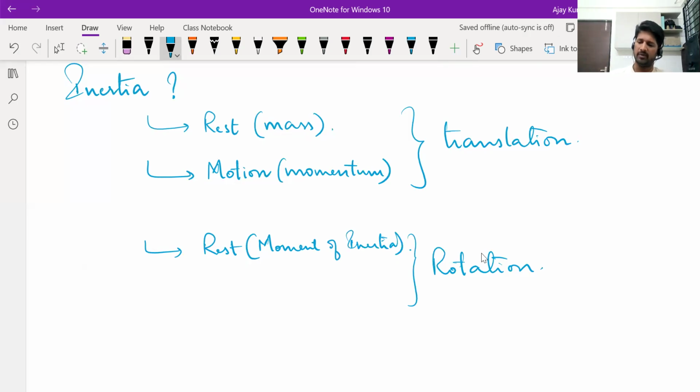And just like linear momentum, there's something called angular momentum. So for rotational motion, object will have a tendency to continue its rotational motion. If you want to change that rotational motion, the measure of rotational inertia in motion is given by angular momentum.